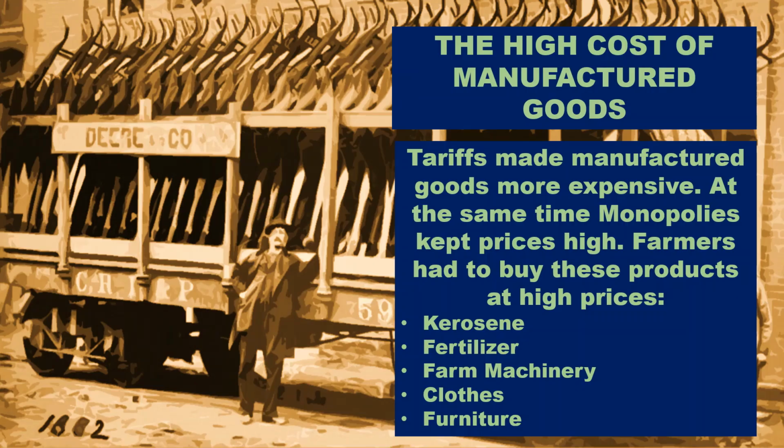The high cost of manufactured goods. Tariffs made manufactured goods more expensive. At the same time, industrial monopolies kept prices high. Farmers had to buy these products at high prices: kerosene, fertilizer, farm machinery, clothes, furniture.